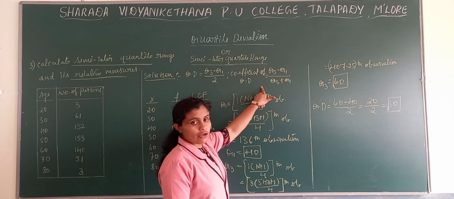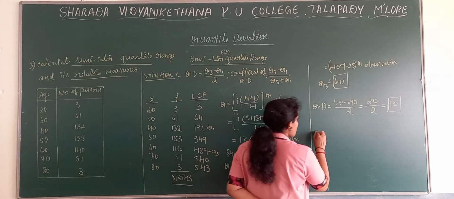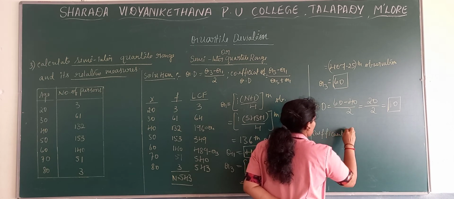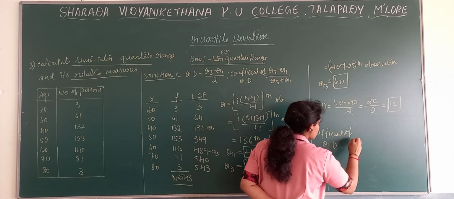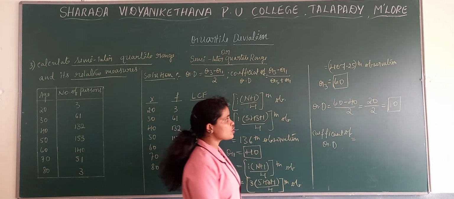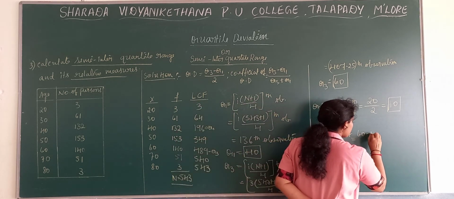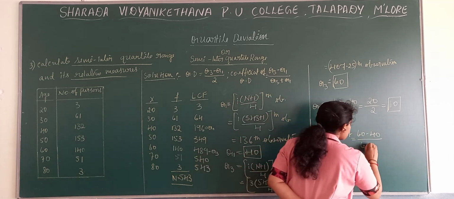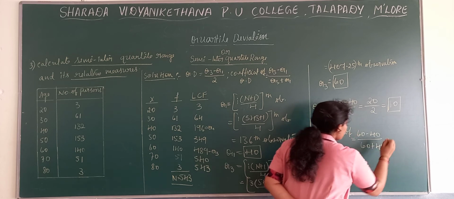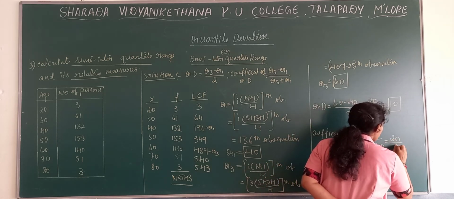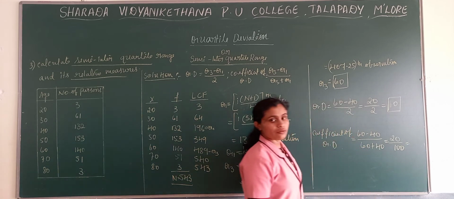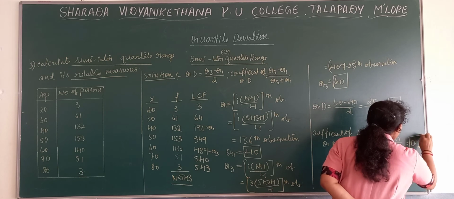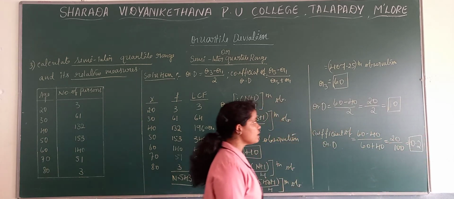Then one more formula, coefficient of quartile deviation. So the coefficient of quartile deviation formula is Q3 minus Q1 divided by Q3 plus Q1. So 60 minus 40 divided by 60 plus 40. So here we get 20 by 100. When we divide 20 by 100, we get 0.2 as the coefficient of quartile deviation.